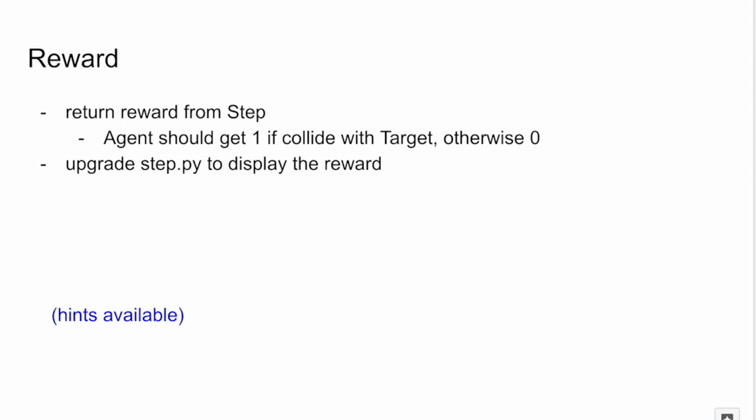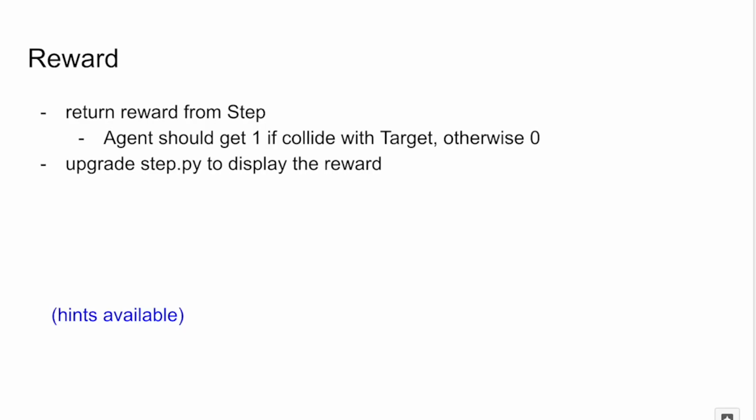At the moment, we're calling step with an action, but we're not getting a reward. The reward should be 1 if the agent collides with the target in that step. Otherwise, it should be 0. And we should upgrade step.py to display the reward. There are hints available. If you want to see the hints, then please keep watching. Otherwise, if you'd like to attempt the task, then please pause the video.